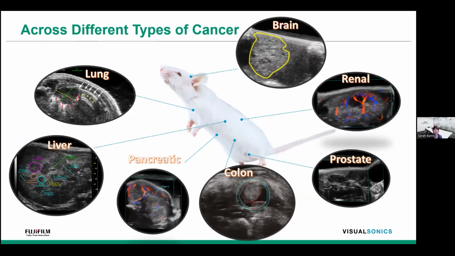And I just want to say that these systems are not just limited to one type of cancer, like subcutaneous tumors that I've been showing here. We have over 700 publications looking at cancers in the brain, in the kidneys, the prostate. There's some really beautiful examples of colon cancer, pancreatic cancer, liver, and even in areas like the lung.